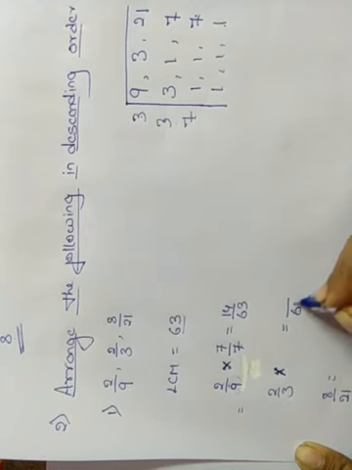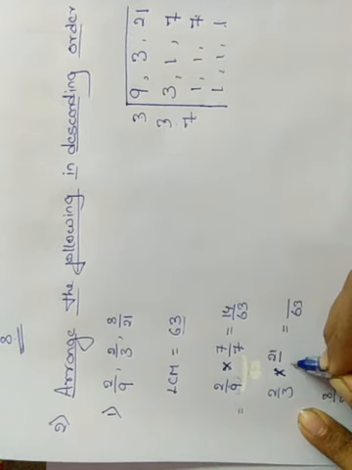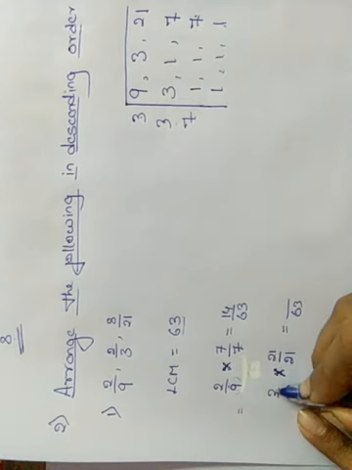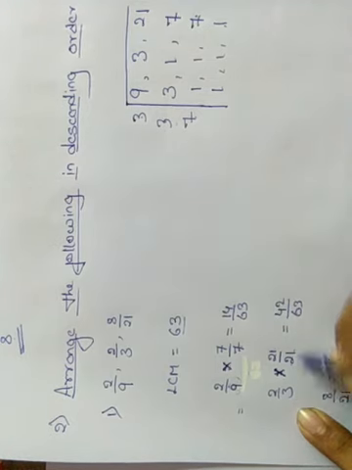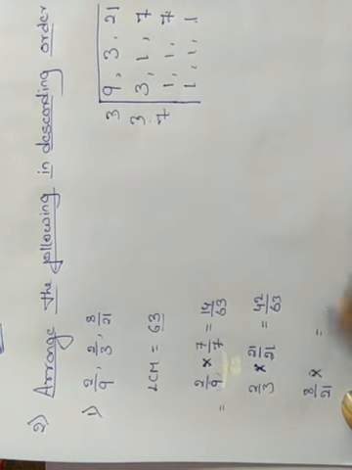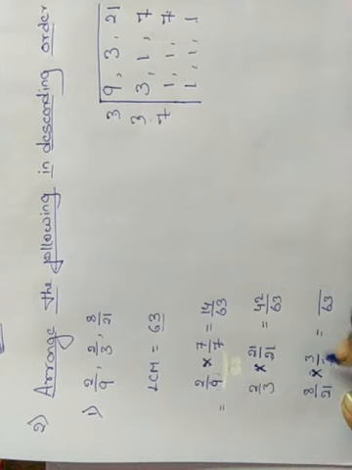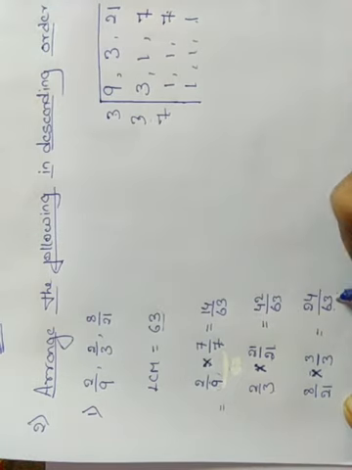To make the denominator 63, I will multiply and divide by the number 21, right? 21 into 2 is 42. 21 3s are 63. And here also the same. To make the denominator value 63, here I will multiply and divide by the number 3, right? 8 3s are 24. 21 into 3 will get 63 here. You can observe here all these three fractions have the denominator 63 only.